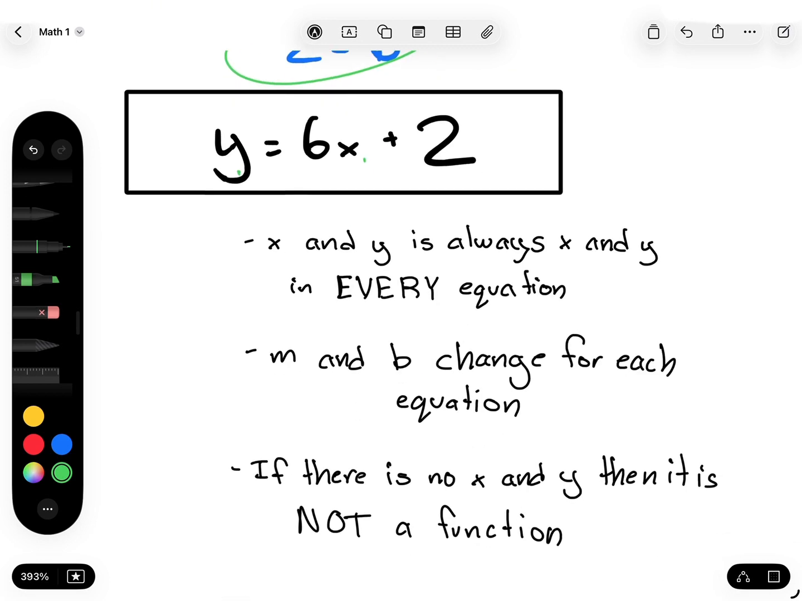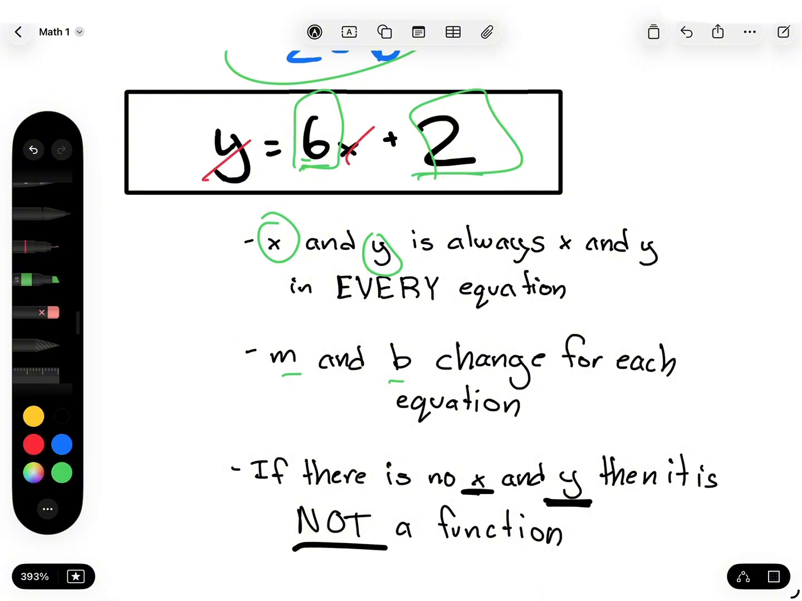M and b, however, change for every linear equation. So if you're graphing two different lines, they will rarely ever have the same two numbers. So m and b are always going to have different values, but x and y are always just the letters x and y. So these change, and these do not. Because if there is no x and y, it is not a function. So please make sure that you understand that.